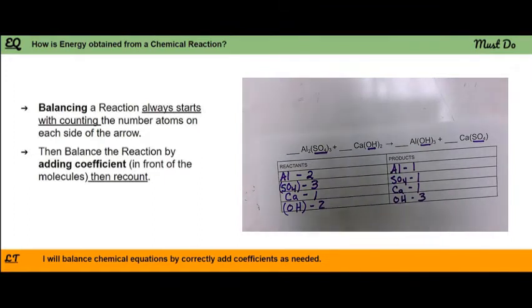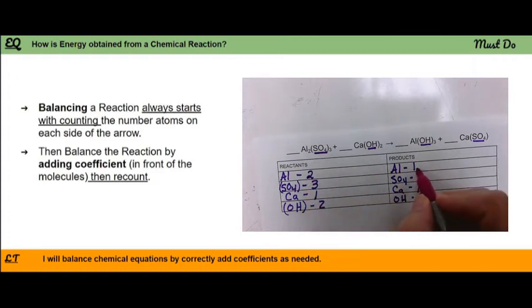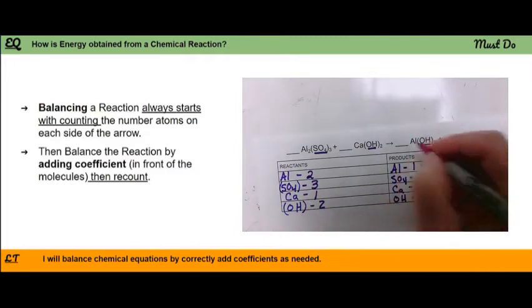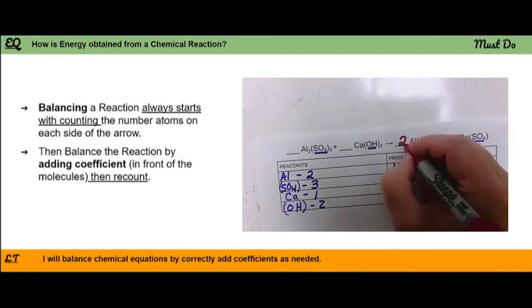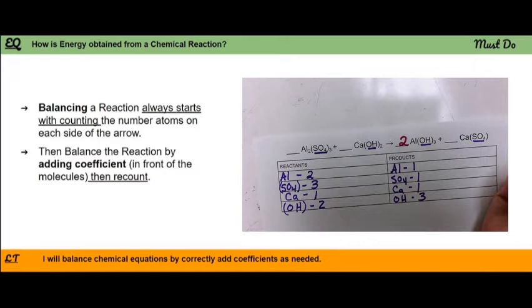So start with your metals, right? So our metals in this case are aluminum and calcium. Okay, so when I look, the calciums are already balanced, or at least at this point they are, but the aluminums are not. Okay, so on this side I have 2 aluminums, on this side I only have 1. So in order to make that balance, I need to put a 2 in front of the aluminum hydroxide.